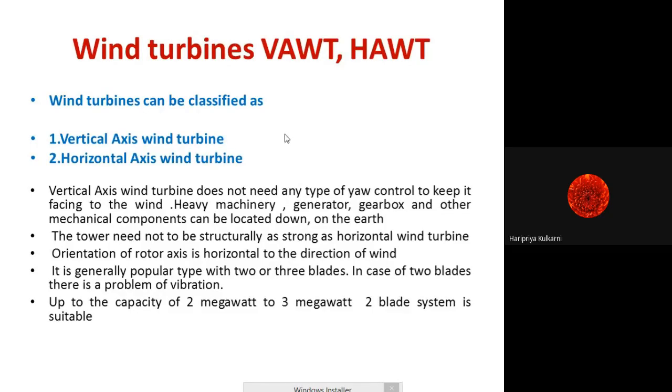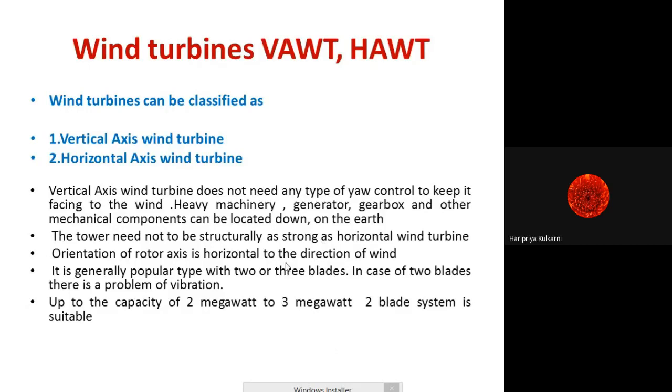One more thing that we have seen is that heavy machinery, generator, gearbox, and other mechanical components can be located down on the earth in case of a vertical axis turbine. So maintenance, repair, and any troubleshooting are easy in a vertical axis turbine as compared to a horizontal axis. The tower need not be as structurally strong as for a horizontal axis wind turbine, where the whole assembly is on top of the tower. So the strength of the tower is very important, and a high amount of money is spent on erection of the horizontal axis wind turbine. Comparatively, we don't need such a structurally strong structure for a vertical axis wind turbine.